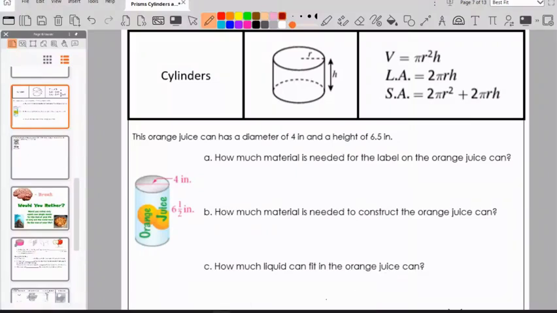Okay, so let's talk about cylinders. This is an orange juice can and it has a diameter of 4 inches and a height of 6.5 inches. So I see that labeled here. This is my diameter and the height is 6.5 inches.